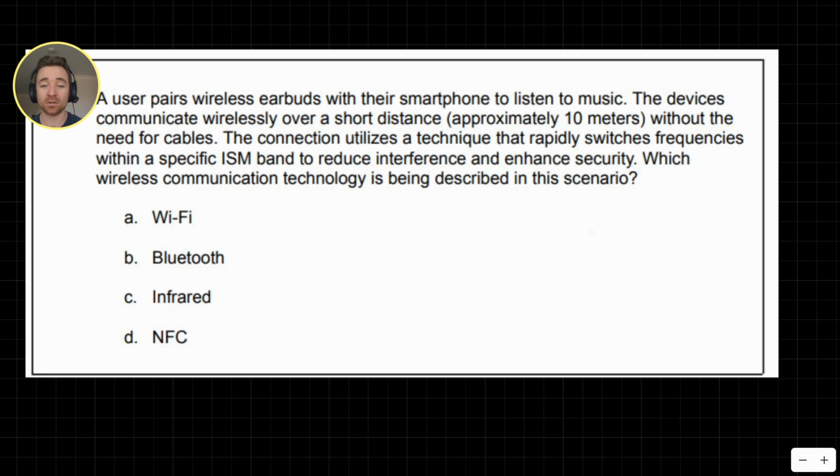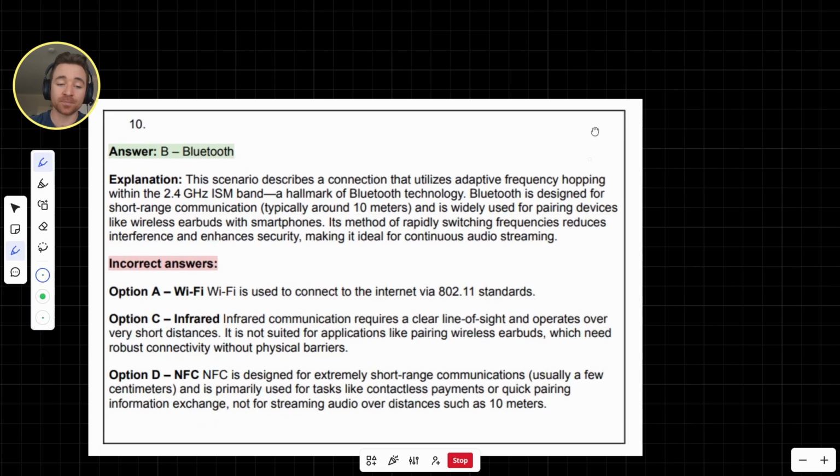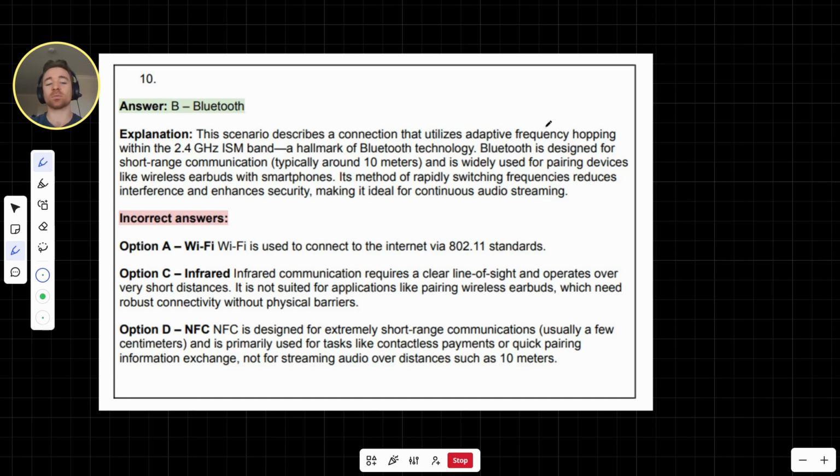3, 2, 1. Pause the video if you need more time. Here we go. It's Bluetooth, guys. That was Bluetooth. Hopefully we could identify that. You can pause and read the other options if you need to, but that one was Bluetooth.